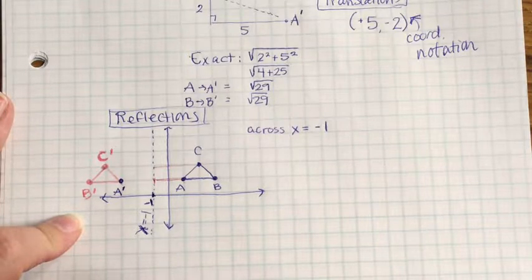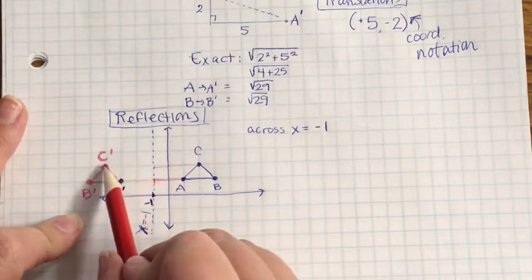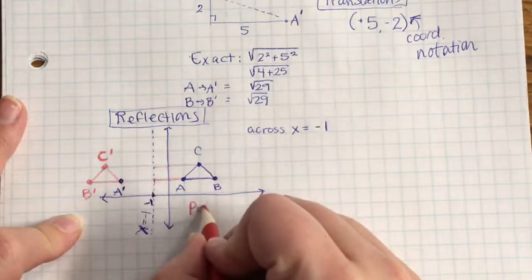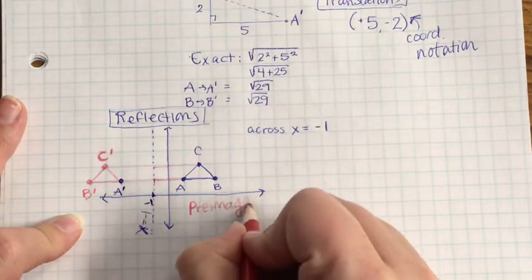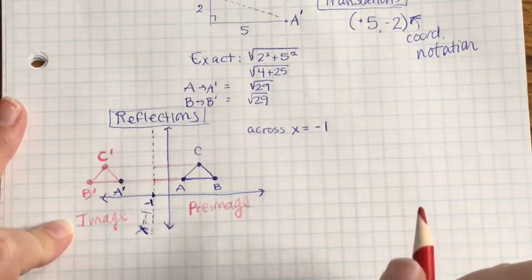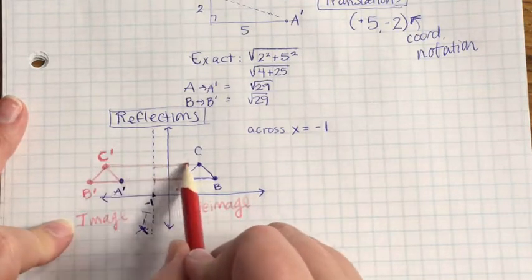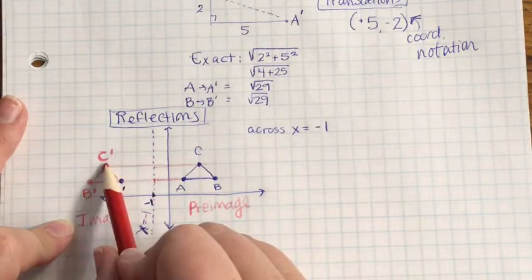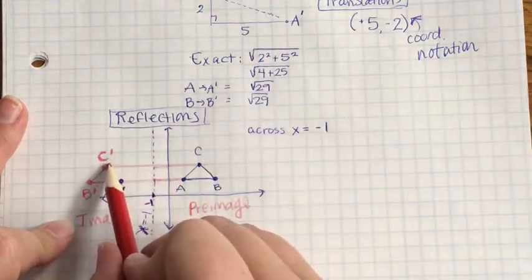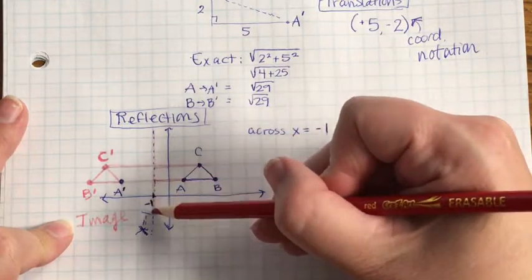Okay. And then how are these? If I connected all these lines here with the image and the pre-image, because this is called the image and this is called the pre-image, and this one's the image. Sometimes they use those words and sometimes they don't. So how would you describe these lines, those connections, versus the line that we reflected across? How are they related? How is this line related to that line? Is it parallel? What is it?